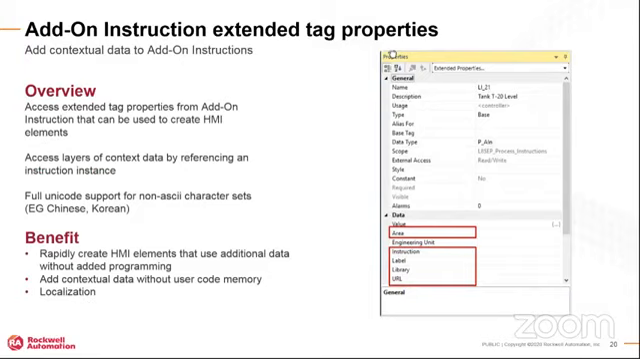Now, when thinking about the add-on instructions, extended tag properties, what's different than the previous editions in version 33 here is now you can include the metadata in your add-on instructions. Now, in the previous versions of Studio 5000, you can only include these things in the tag space. But now in version 33, again, it's pretty pivotal because you can include additional information from the add-on instruction.